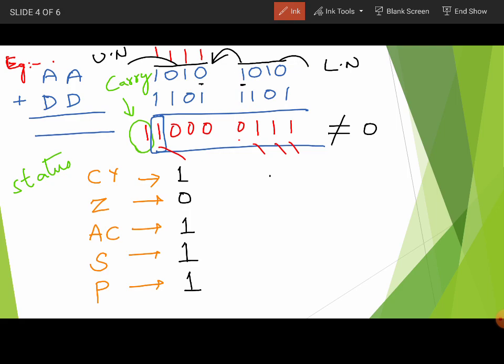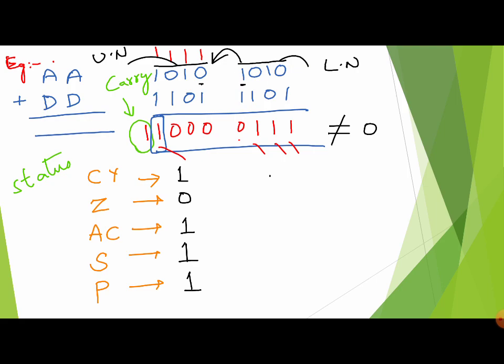So this is how the flags are set or reset, meaning 1 or 0, and this is done after the operation or process done in the arithmetic and logic unit. It purely depends upon the result of the operation. Thank you all.